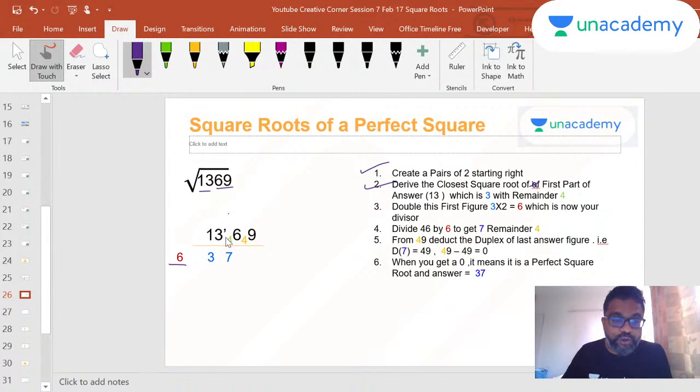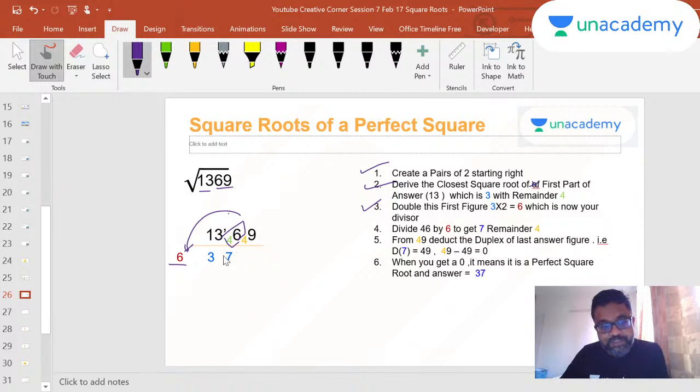And when you bring down the next digit next to the 4, you get a 46. Okay, remember this number is 46. And what's your divisor? It's double of that. So when I divide 46 by 6, what do I get? We double this also, right? This step is also done. Right now, our next step is to divide 46 by 6. I have to always divide it by this number, this number here, 6.